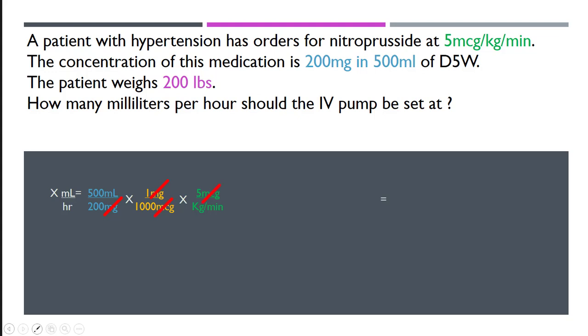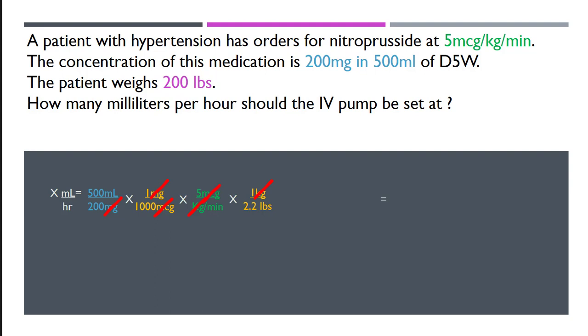Okay, now I need to convert and get that kilogram out. Well, how do I do that? There's no kilograms, there's pounds. So I need to convert this kilograms here. By canceling out the kilograms, it's 1 kilogram per 2.2 pounds. Canceling that out.